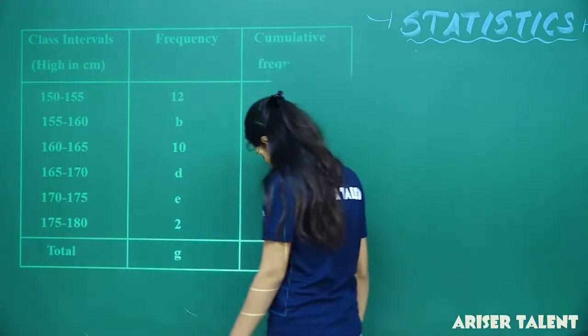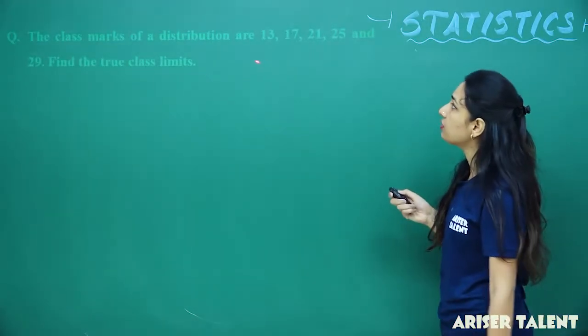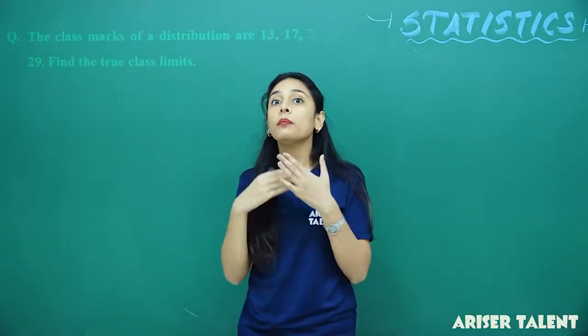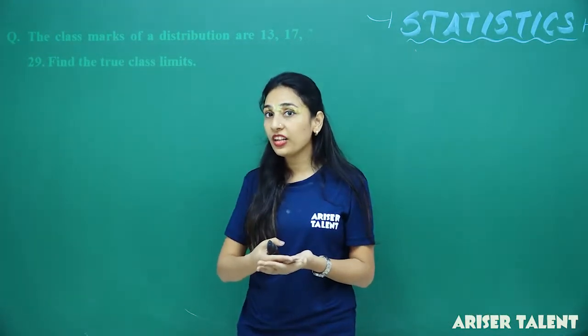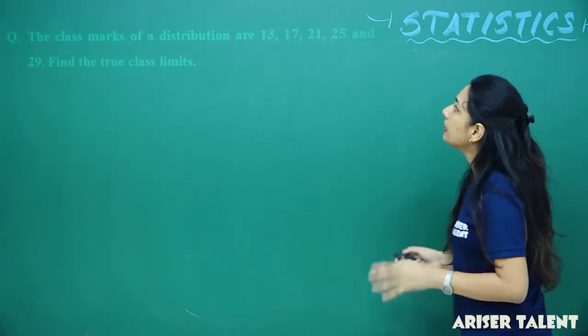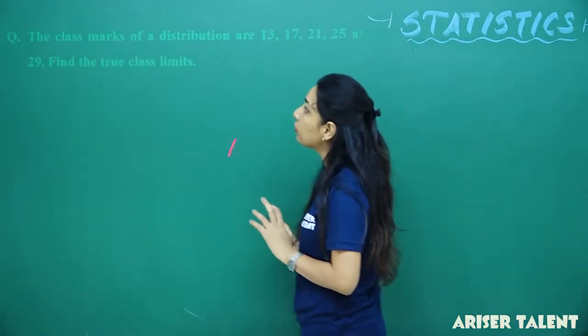Okay. So, here's the question. The class marks of a distribution are... Now, the class marks are not the class limits, but our mid values. We have talked about this earlier too. The class marks of a distribution are 13, 17, 21, 25 and 29. Find the true class limits.